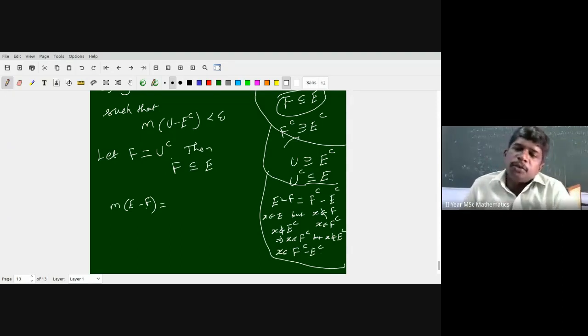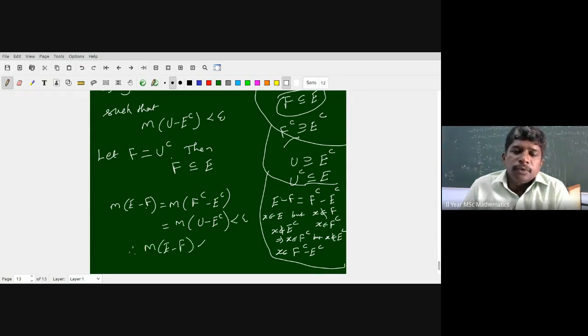The other way is also true, because we apply the complement. So this is the measure of F complement minus E complement. What is F complement? It is U. So the measure of U minus E complement is less than epsilon. Therefore, the measure of E minus F is less than epsilon.